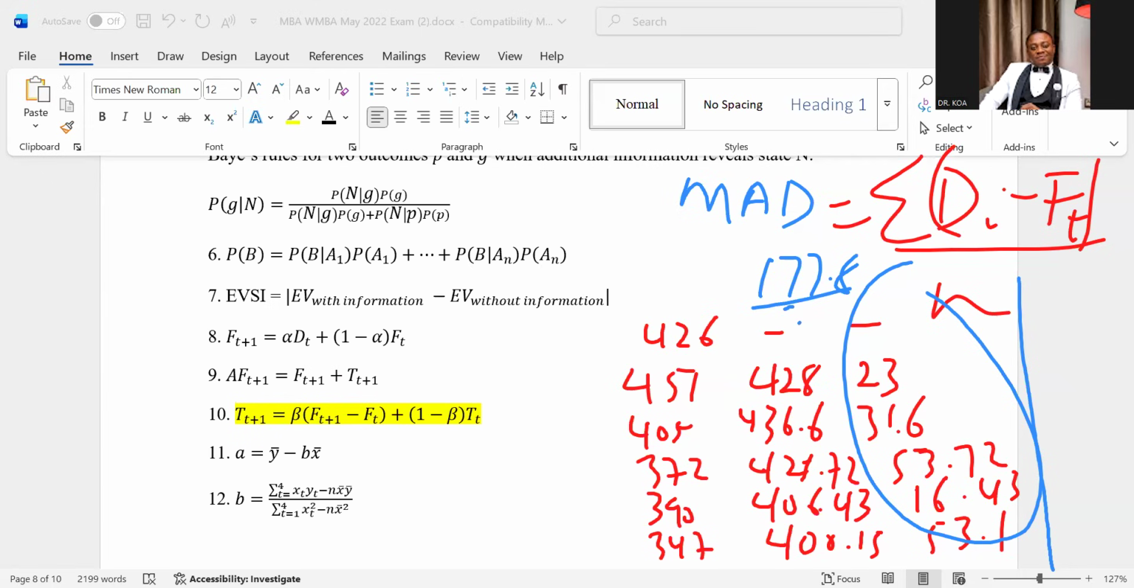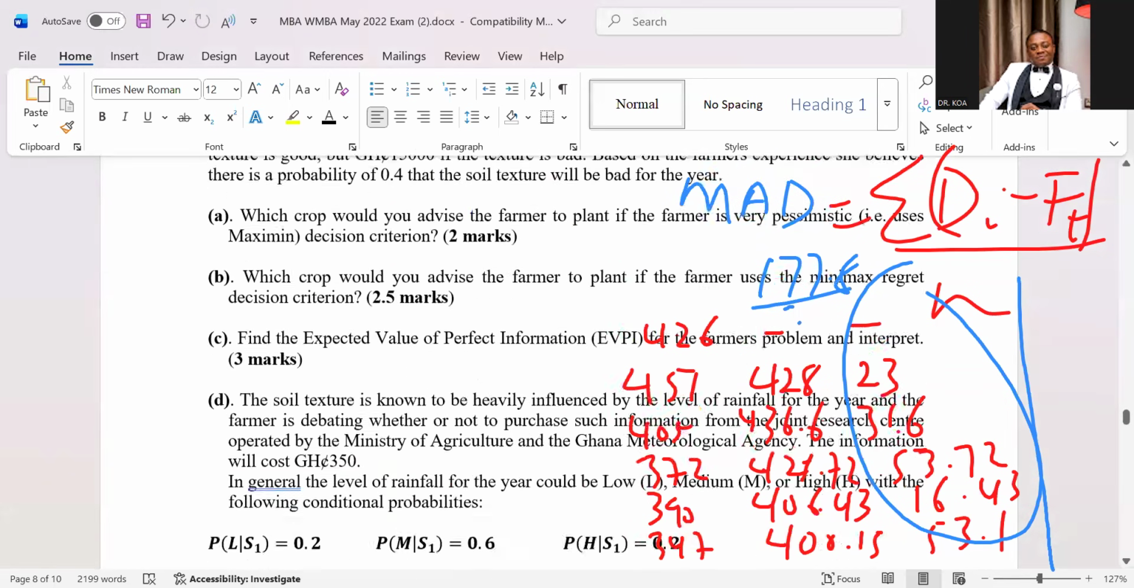Now we are going to do the same thing for the trend line. That's what the question was saying. The question was saying that we should do the same thing for the trend line. So where is the trend line? You check the trend line. The formula was given to you. So let's go up here.